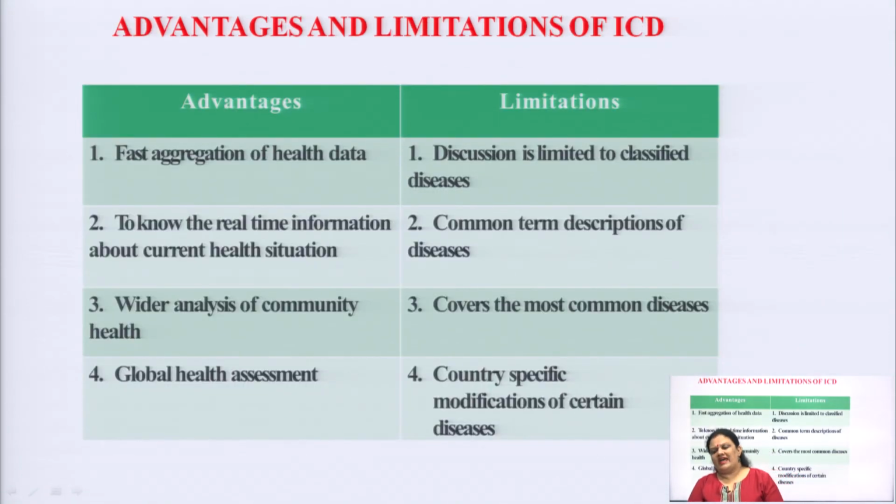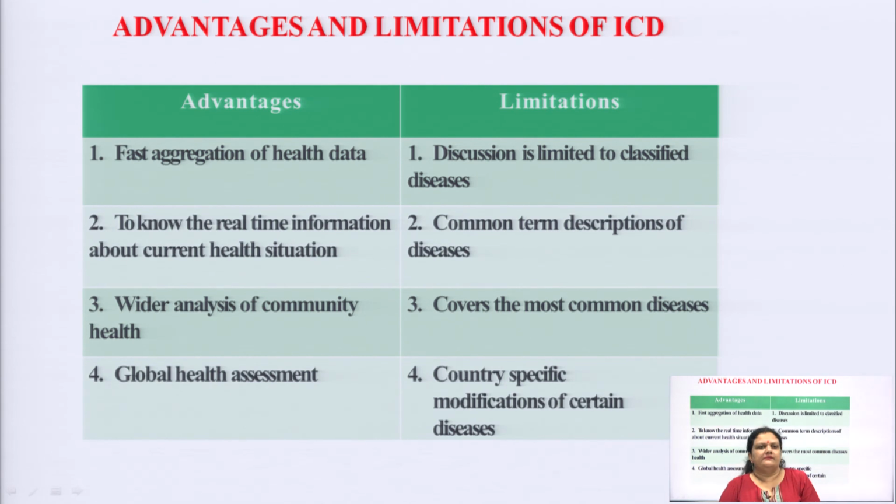Okay. Next we have this table which will differentiate and give you a clear cut idea about the advantages and the limitations or drawbacks also of the formation of ICD as per WHO system. So, the advantage is, by following this ICD system, either 10 or 11, we are having the first aggregation of health related data globally.